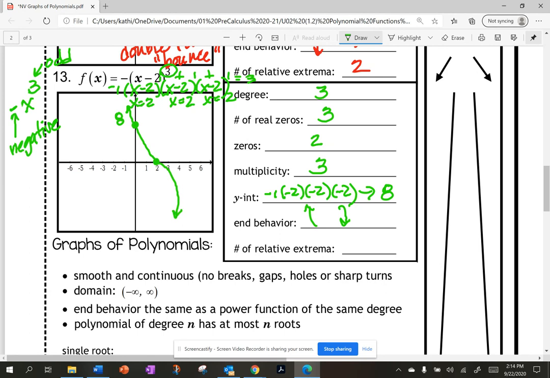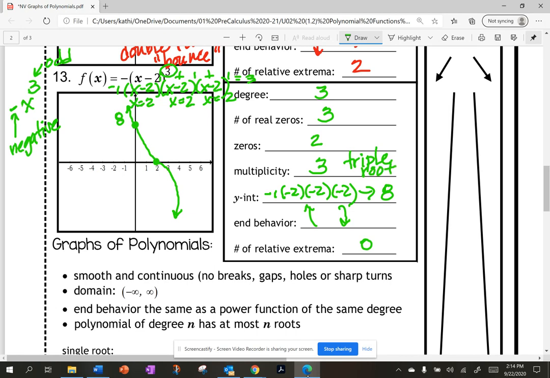So taking a look, I have neither a minimum nor a maximum. So I can have no extrema. So at this point, I see this is a triple root. Okay, so this is a triple root.